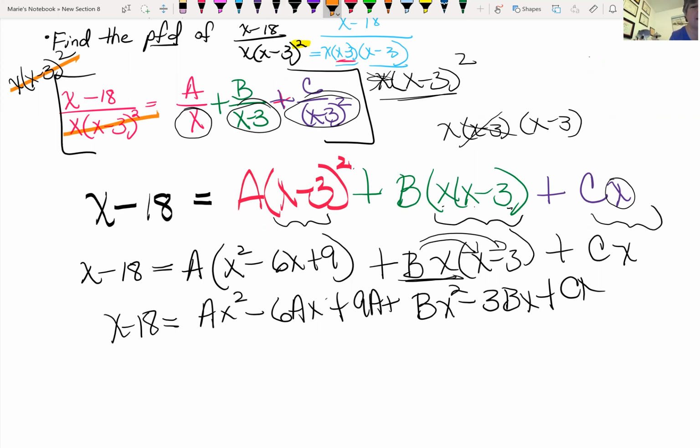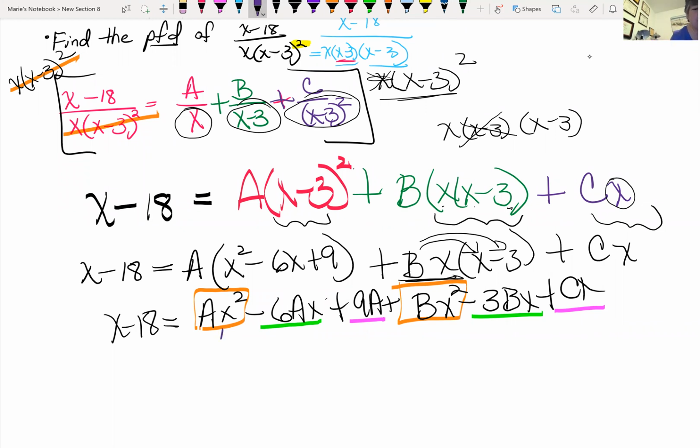So if you'll notice, you have x squares. You've got some basic just a's, so ax, anything with a 3 on it or x on it. So the ax squared, bx squared, 6ax, 3bx, that's this one here. And then you're left with your 9a and your cx. So you're going to group those together.